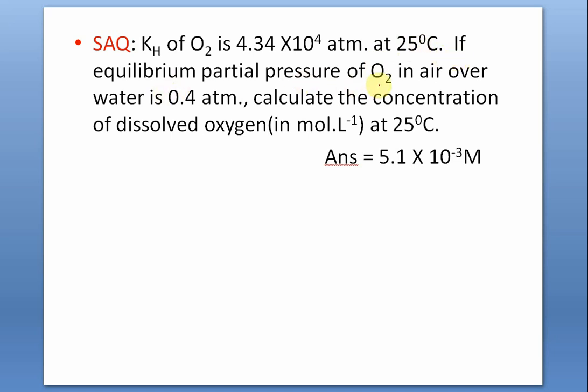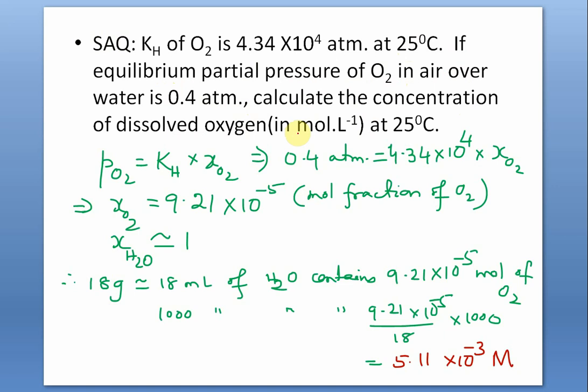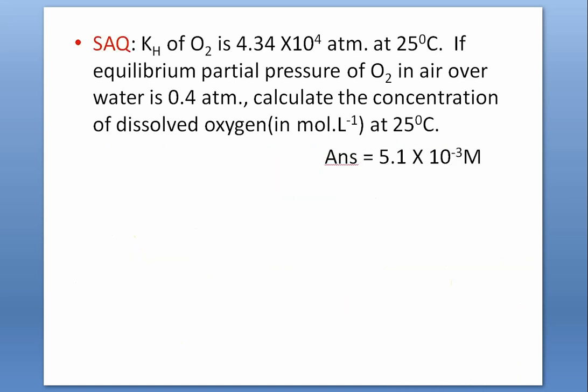If the equilibrium partial pressure of oxygen in air is 0.4 atmosphere, calculate the concentration of dissolved oxygen in moles per liter, that is molarity. Exactly the same type that we did, so there is no need to discuss. Same thing here, 0.4 atmosphere is the equilibrium pressure of oxygen, and this is the Kh. You get the mole fraction, and the number of moles of water, the solvent, is approximately equal to 1. So 18 ml contains this many moles of oxygen. So 1000 ml contains how much? You find this is greater than the previous one.